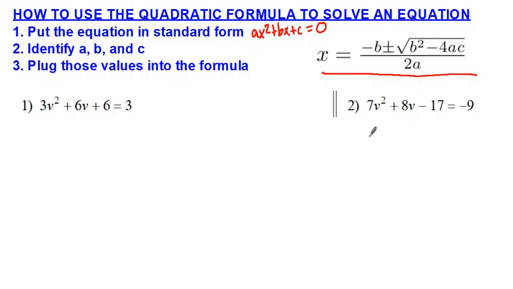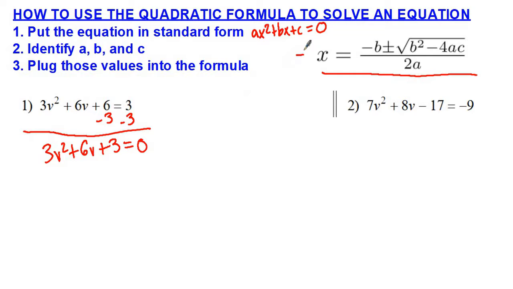So number one, first thing is to put it in standard form. It's not in standard form now because it needs to equal 0, but now it's going to be in standard form. So we have 3v squared plus 6v, 6 minus 3 would be 3. And by the way, this formula says x equals, but it really doesn't matter what variable we use. In this case, we're using v instead of x. That's not important. Okay, so now we need to identify a, b, and c, and I would suggest that you put those numbers right next to this so that you have them with you when you're plugging them in.